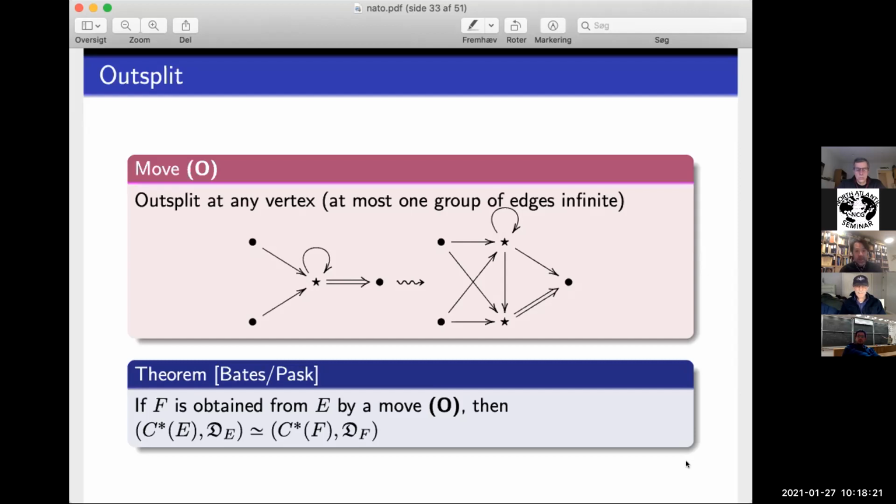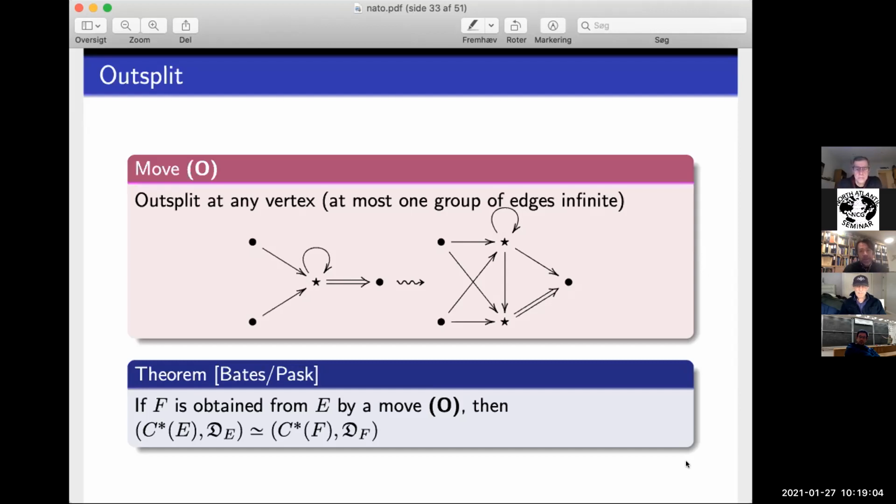Well, the incoming edges will be duplicated. So I duplicate the incoming edges and I distribute the outgoing edges. This is well known, and goes back to the work of Williams on the classification problem for shifts of finite type up to conjugacy, which is the most natural notion of isomorphism. Williams proved that outsplitting and insplitting, which is the dual notion and which I'm not talking about here for reasons that will become obvious, generate conjugacy, that is, isomorphism commuting with the shift.